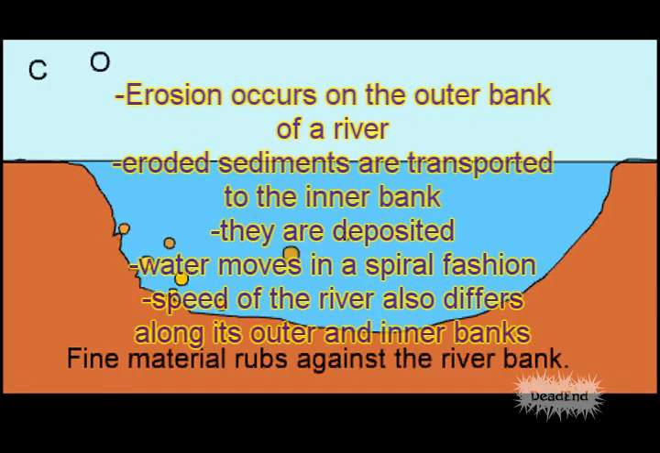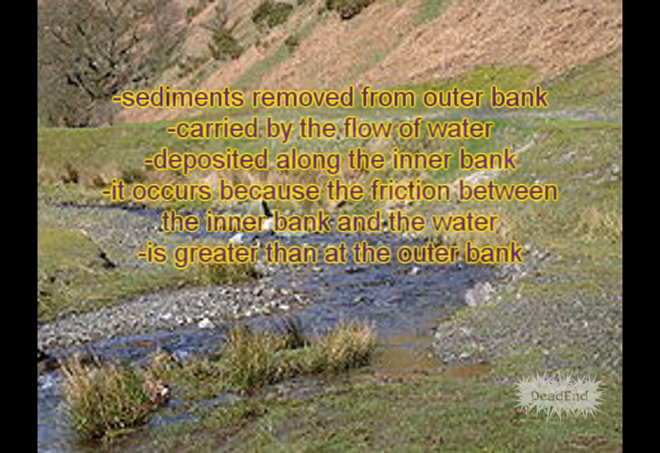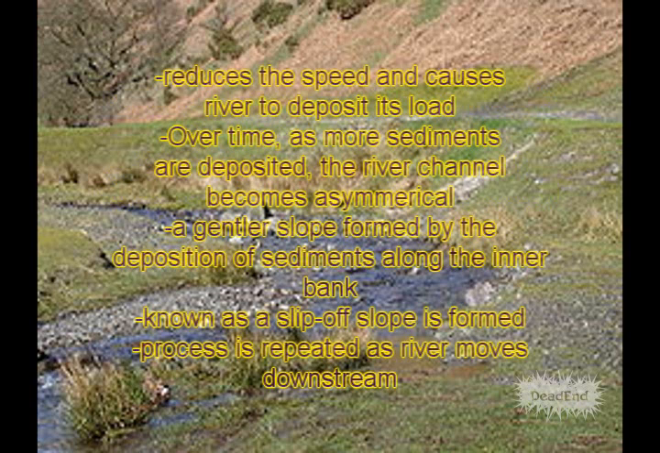Along the outer bank, the speed of the river is high because there is less friction at the outer bank. Thus, the river has more energy and erosion can occur. Over time, the outer bank of the river gets undercut and a steep-sided bank, known as a river cliff, is formed. The sediments removed from the outer bank are carried by the flow of the water and deposited along the inner bank. Deposition occurs at the inner bank because the friction between the inner bank and the water is greater than at the outer bank. This reduces the speed and causes the river to drop its load.